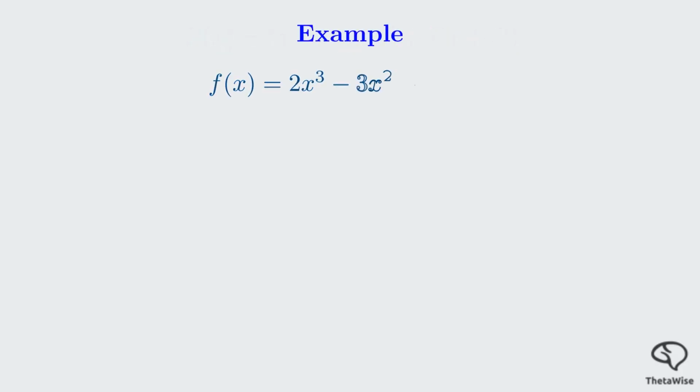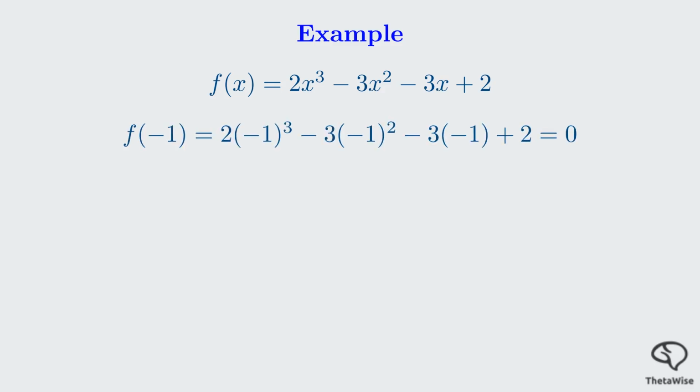Now let's solve a full example. Factorize f of x equals 2x cubed minus 3x squared minus 3x plus 2. Step 1. Find a root. Let's test negative 1. f of negative 1 equals 2 times negative 1 cubed minus 3 times negative 1 squared minus 3 times negative 1 plus 2. This simplifies to negative 2 minus 3 plus 3 plus 2, which equals 0.